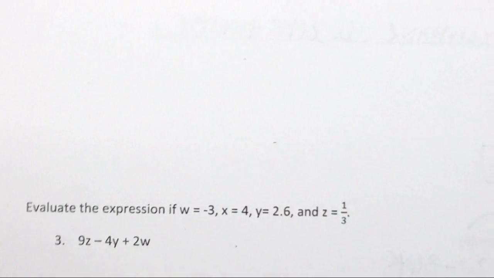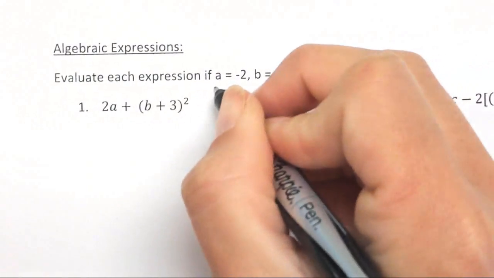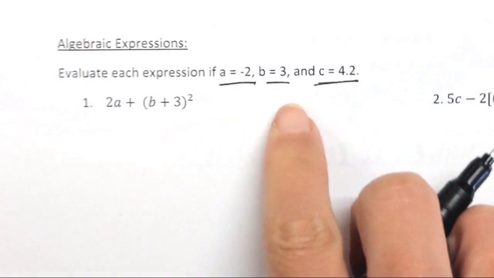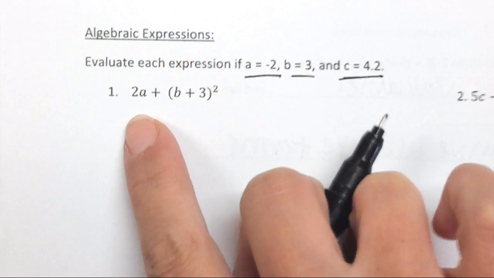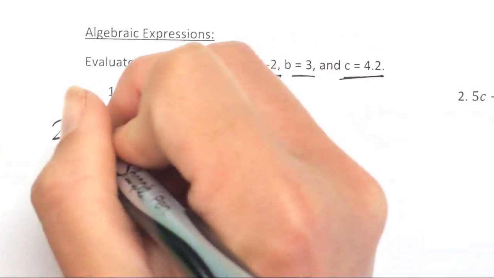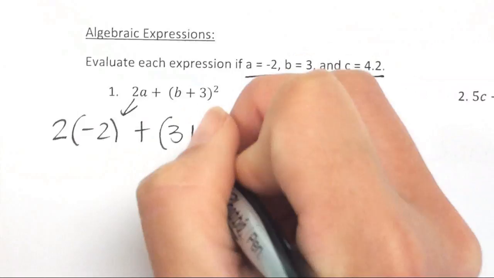Now, instead of simplifying, we are going to evaluate. And evaluate, all that means is you're just going to plug something in for the letter. Okay? So for this one, for example, it says A is -2, B is 3, C is 4.2. So we're going to plug these values in instead of having variables. So for this one, we can replace A with what? -2. And B with? 3.